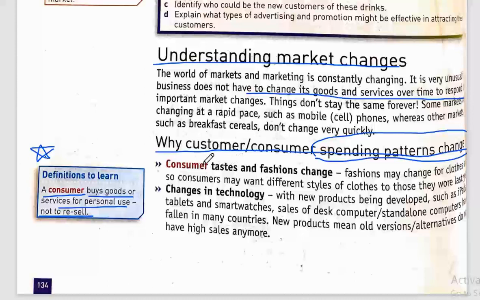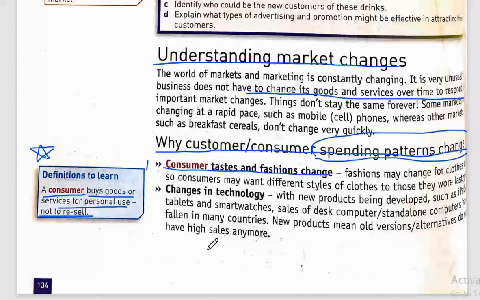Why are these changes happening? Number one, because consumers' taste in fashion changes. Fashion may change for clothes, or consumers may want different styles of clothes than they wore last year or previously.